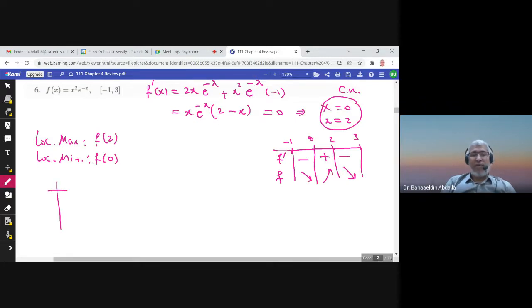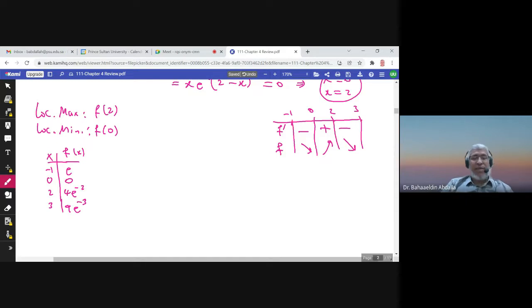To find the absolute maximum and minimum, I put all the critical numbers with the endpoints of the interval, and I find f of all of these numbers. Negative 1 squared is 1, e to the power negative 1, so it's e to the power 1. 0 times 1 is 0. 4 e to the power negative 2. 9 e to the power negative 3. Well, e is approximately 2.7. 4 times e to the power negative 2 is approximately 0.54.